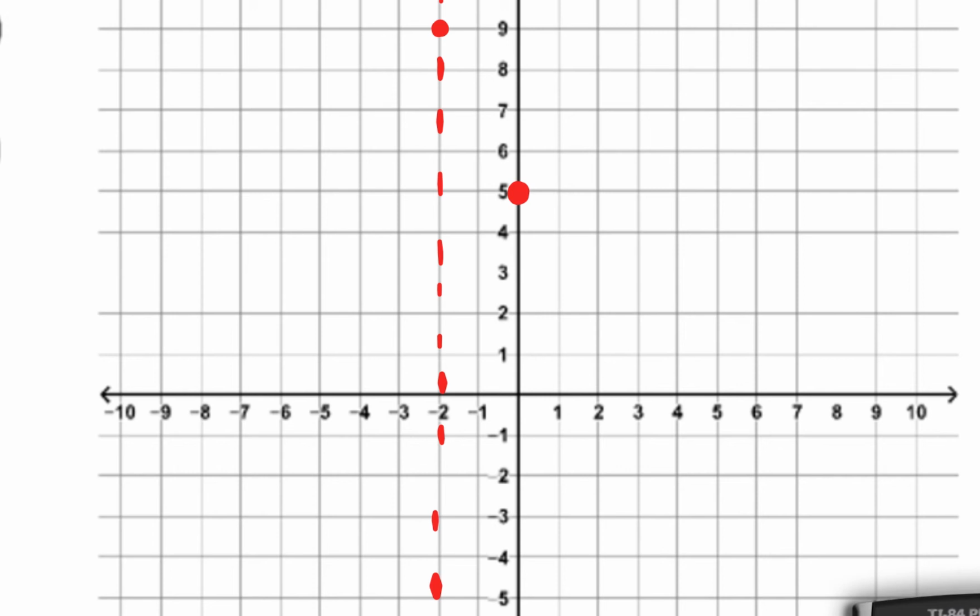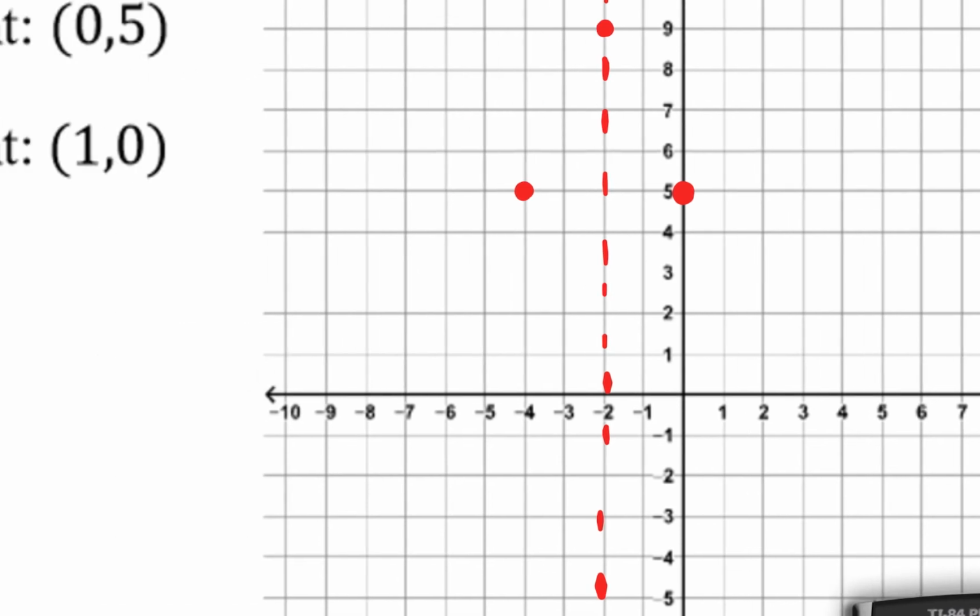Now, because of the symmetry of this parabola, I can go over 2 points and then over 2 more, right? It's like it just reflected across this line. The axis of symmetry is a line of reflection, and when I reflect across that, I have this other point.